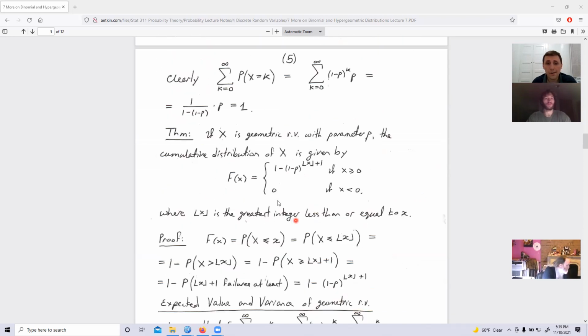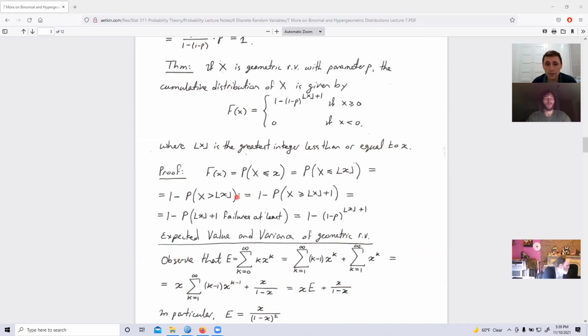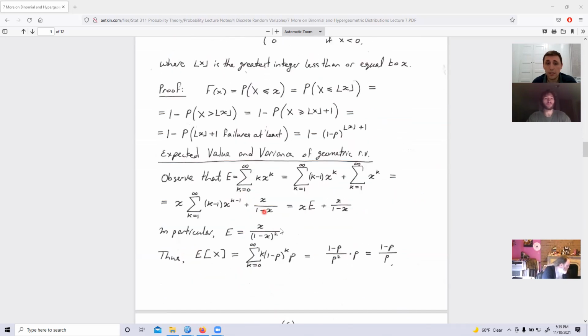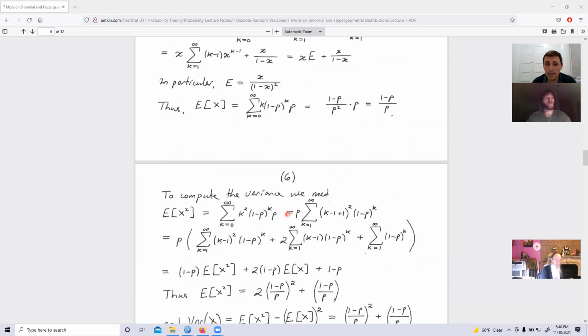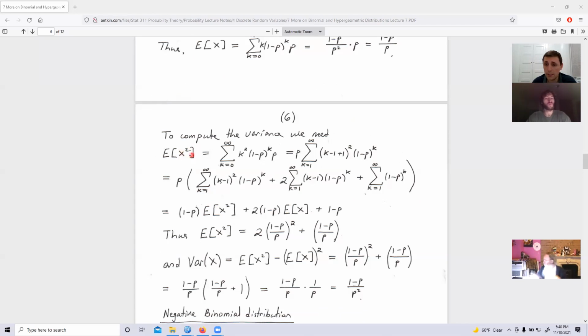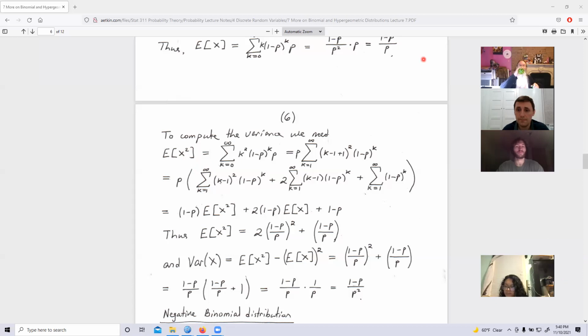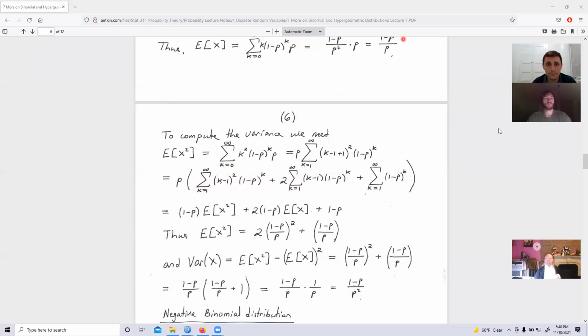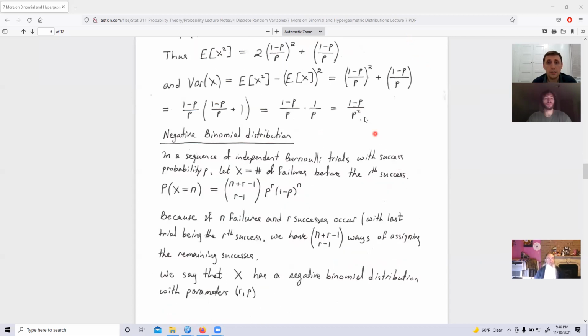We examined the cumulative distribution and we calculated the expected value. And likewise, as I mentioned, you can calculate the variance. You have to just figure out the expected value of X and then the expected value of X squared. And what you will end up having is (1 minus p) over p squared.